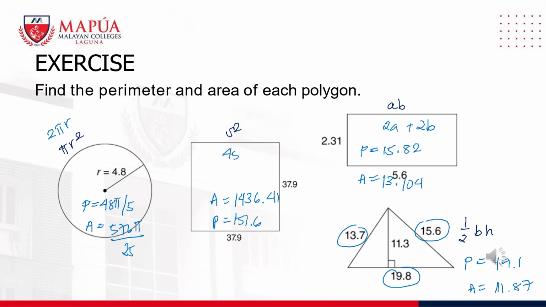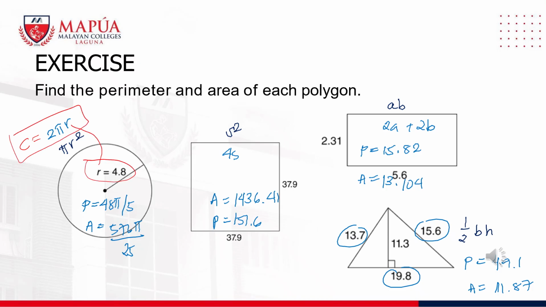And then we have here again perimeter and area of polygons. We're given here the radius. If you are asked to solve for the circumference, circumference is simply 2 pi r. You just multiply 2 pi by the given radius.